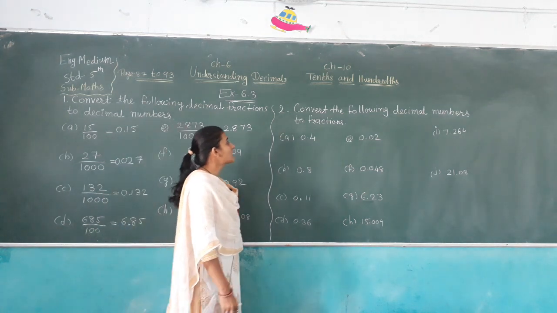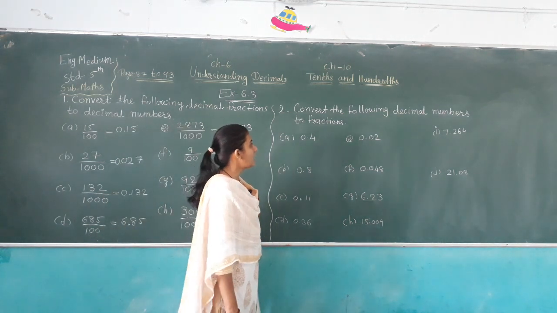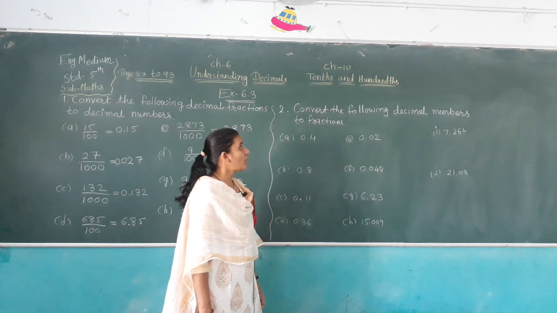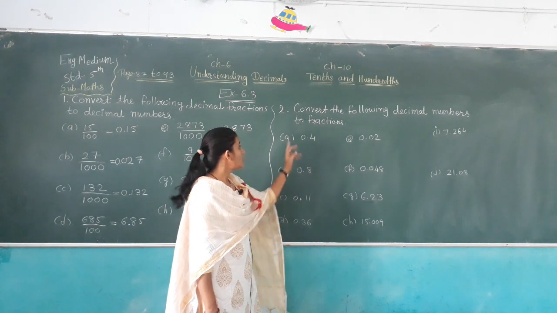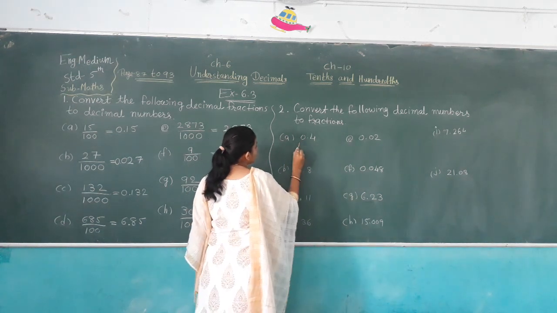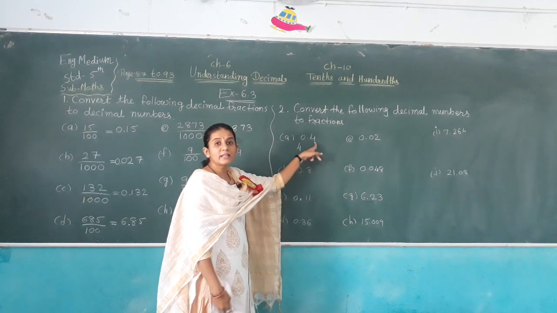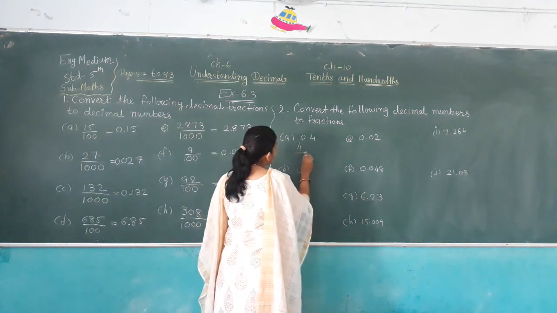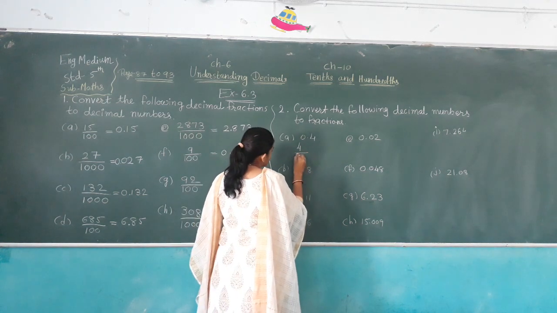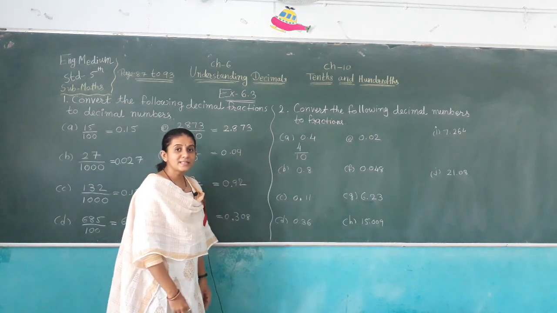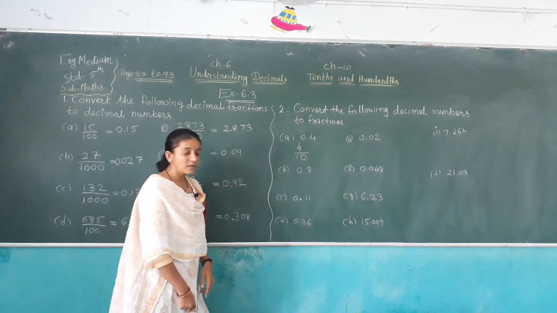Now next question. Convert the following decimal numbers to fraction. First write 4. After the point, how many digits are there? 1 digit. So under the denominator place, keep 1 and after it only one 0, that means 10. 4 divided by 10.